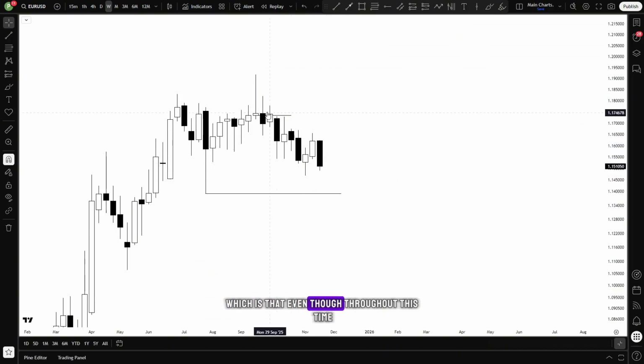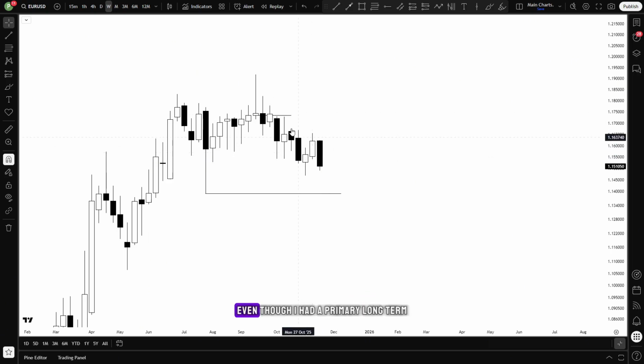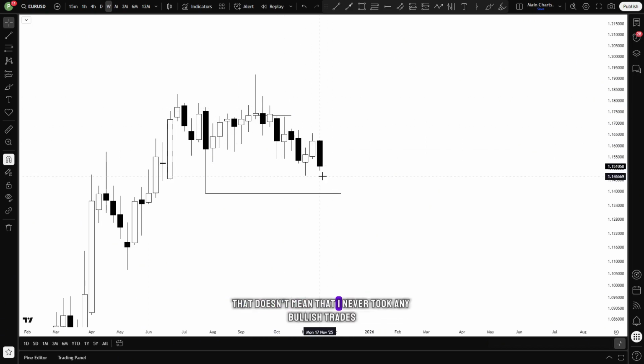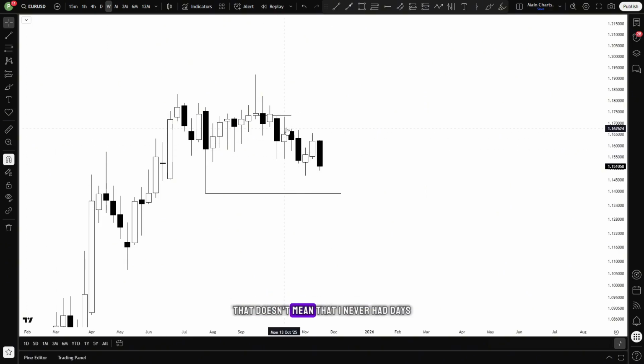that even though throughout this time, throughout this price action, throughout the past few months, I had a primary long-term bearish bias on the weekly time frame, that doesn't mean that I never took any bullish trades. Even though I had a long-term bearish directional bias on the weekly time frame, that doesn't mean that I never had certain days where I had a bullish directional bias on the daily time frame.